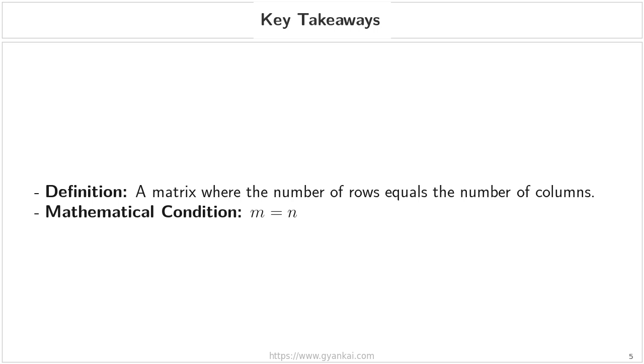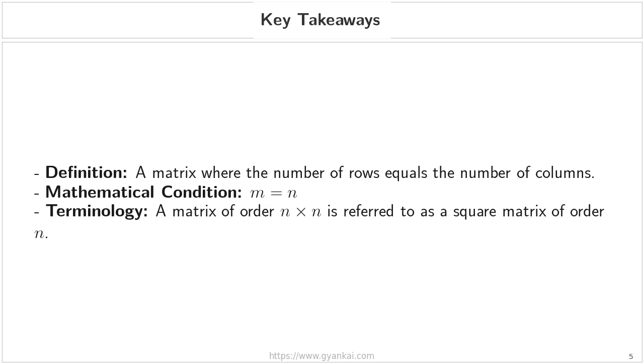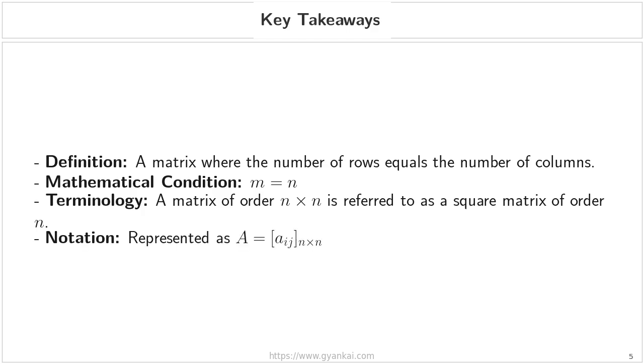Mathematically, if we use m to represent rows and n to represent columns, the essential condition for a square matrix is that m equals n. In terms of terminology, while you can describe such a matrix as being of order n by n, it is more common and concise to simply refer to it as a square matrix of order n. Regarding the notation, we represent this as capital A equals the element a sub ij, in a matrix of size n by n. This notation serves as a reminder that the row and column counts are identical.